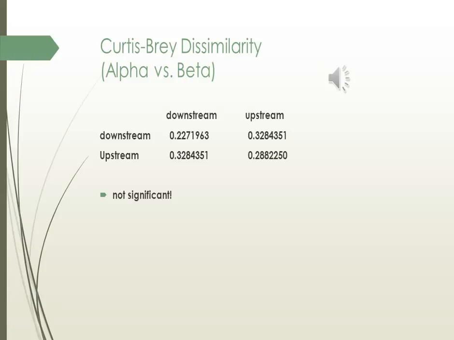I applied a Bray-Curtis dissimilarity analysis to compare the alpha versus beta diversity. Were differences in community composition between the upstream and downstream site greater than differences among the 4 samples within the downstream and upstream sites? And while we can see that dissimilarity was highest between upstream and downstream, 0.32, this did not prove to be significant.